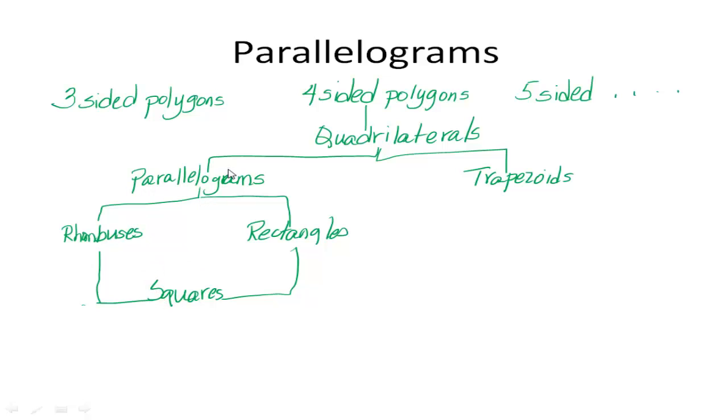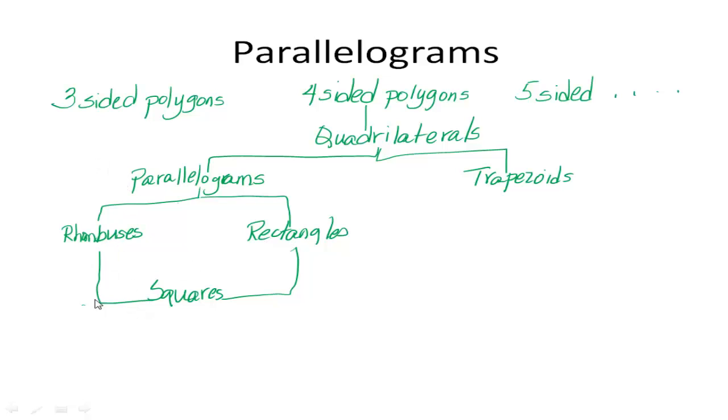We already talked about parallelograms, and parallelograms are defined as having two pairs of parallel sides. Rhombuses, since they're underneath the category for parallelograms, also have this property or definition: two pairs of parallel sides, because it's a parallelogram. Rectangles have two pairs of parallel sides, and so do squares.